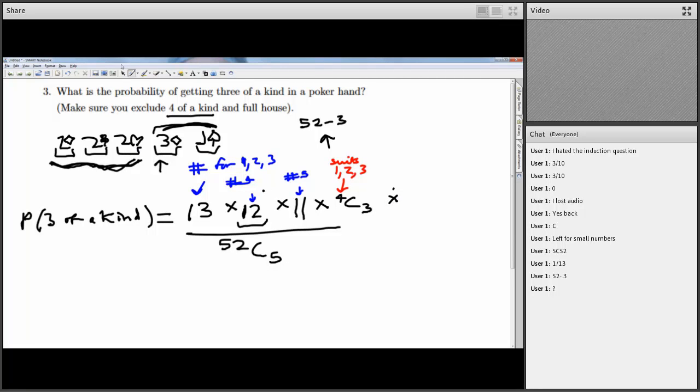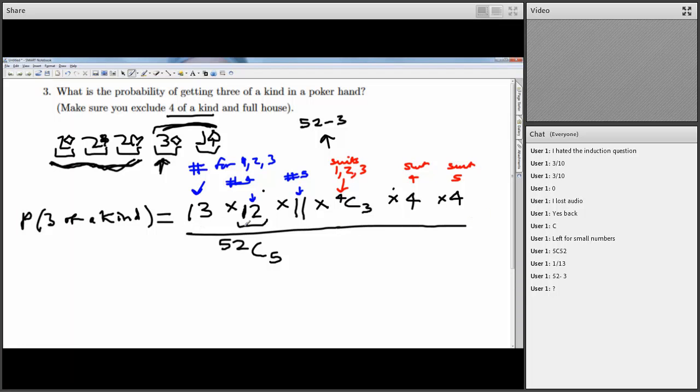Now I want to choose suits for the other cards. So I want to choose the suit for card 4 and the suit for card 5. And for this card here, the suit could be anything. It doesn't really impact anything else. So there's 4 choices, or 4 choose 1, if you think of it that way. And again, for the last one, we don't care what the suit is. I can have any choice at all. So 4 choices for the suit.